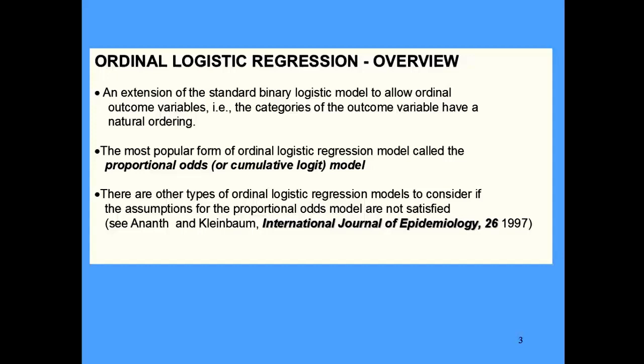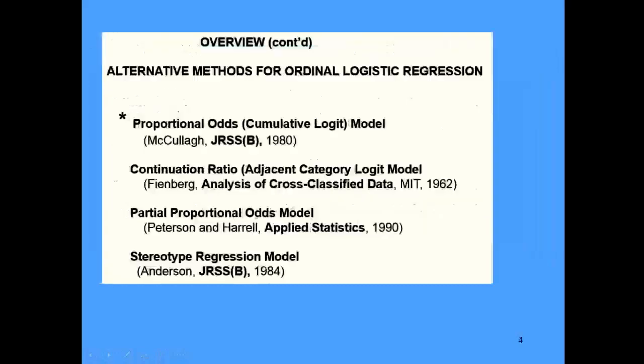Now, there are several different ways to do ordinal logistic regression, and the most popular form is called the proportional odds or cumulative logit model. The proportional odds model is what I'm going to primarily talk about, the PO, the proportional odds model. Okay. And there are other types of logistic regression models to consider if the assumptions for the proportional odds model are not satisfied. And there's a paper that I reference, and it's on this list of papers.